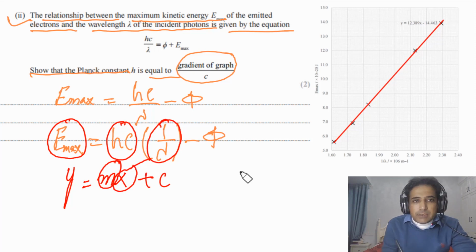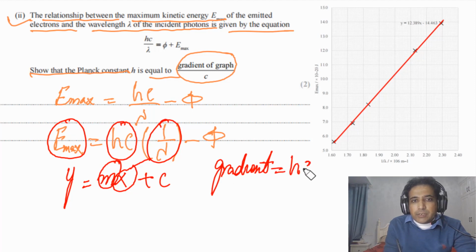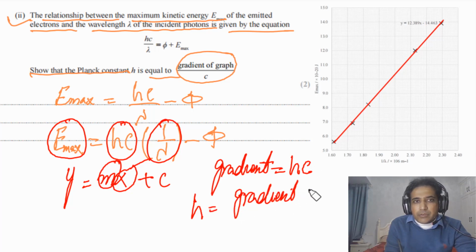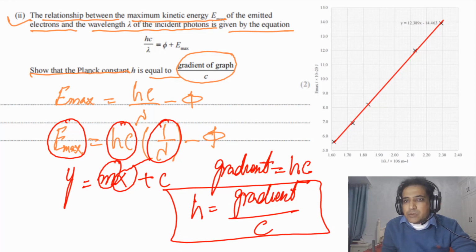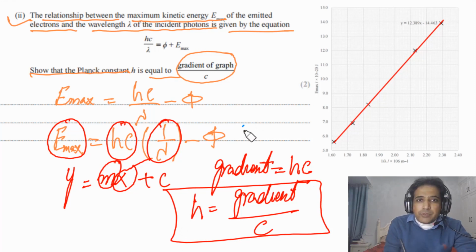So from here we can say that gradient is equal to h times c. So h from here we can say is equal to the gradient of the graph divided by c. So this is what we need to prove actually, and this question has 2 marks. So if you have rearranged in this form, you will get 1 mark for this one, and if you have compared with y is equal to mx plus c, you will get the second mark.